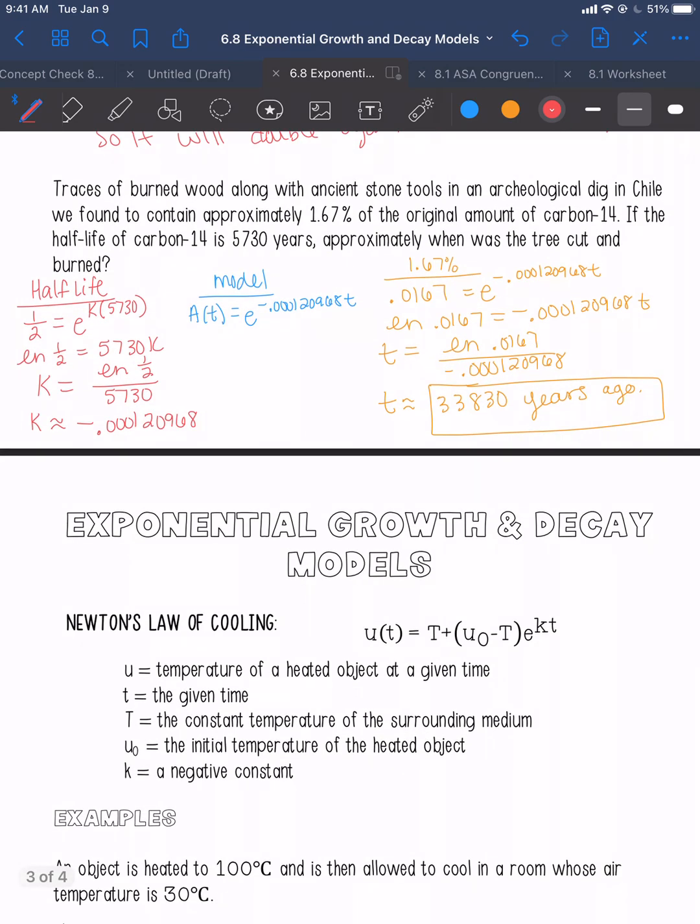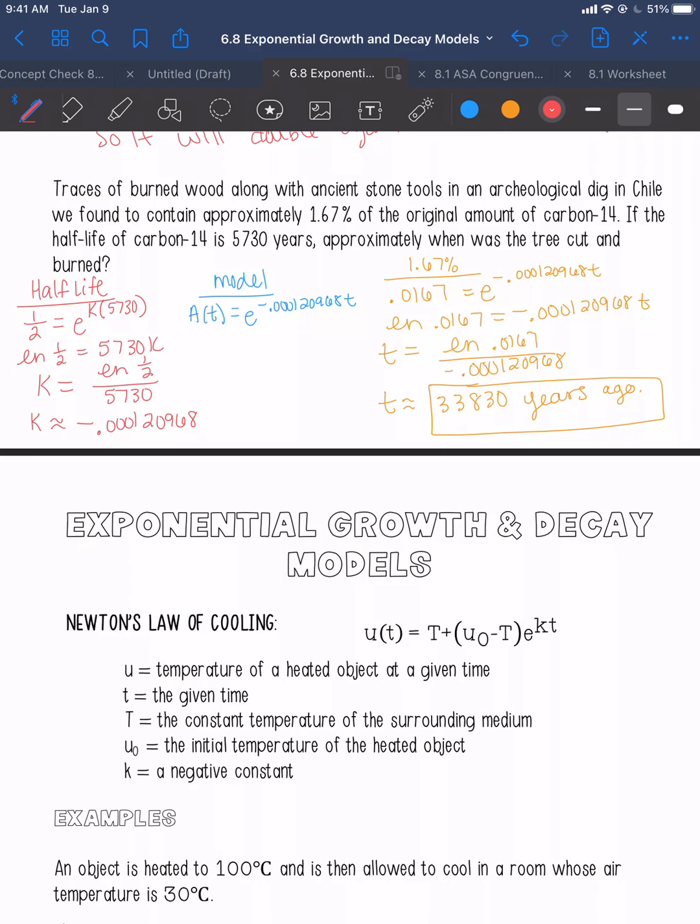Alright. Next, we have Newton's law of cooling. So we have our equation there, U of t equals capital T plus the quantity U sub naught minus capital T times e to the kt. U represents the temperature of a heated object at a given time. t would be that given time. Capital T is the constant temperature of the surrounding medium. U sub naught is the initial temperature of the heated object. And then k is a negative constant because it is cooling.